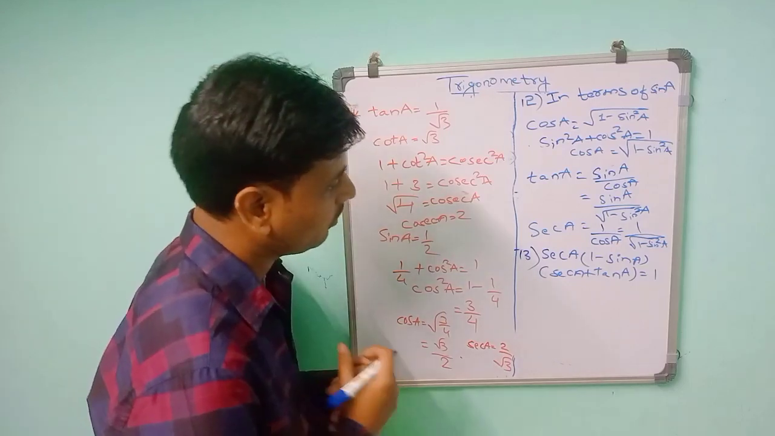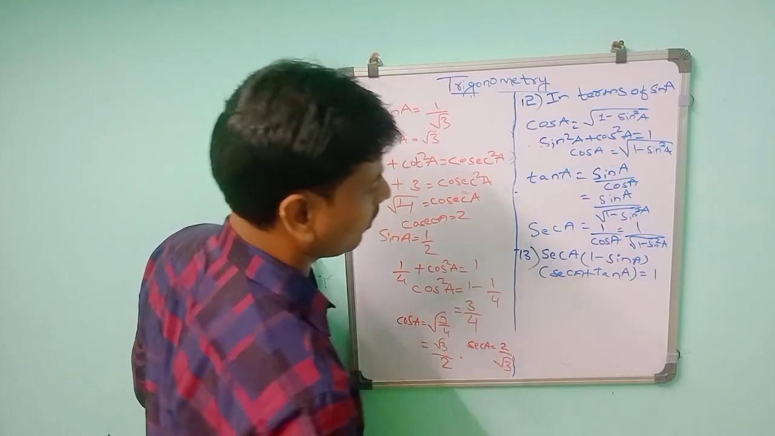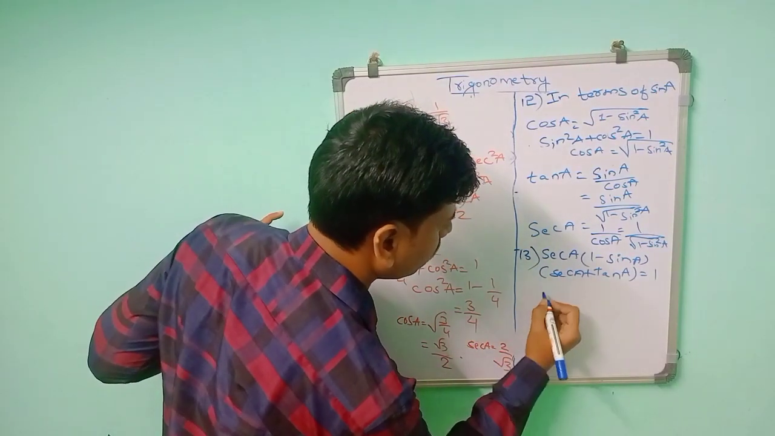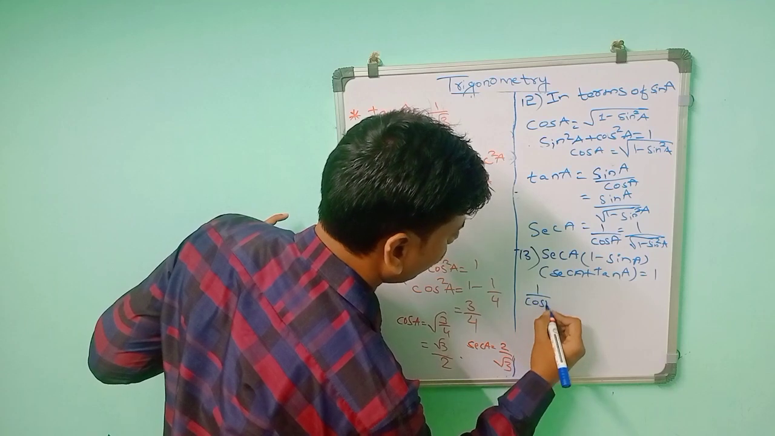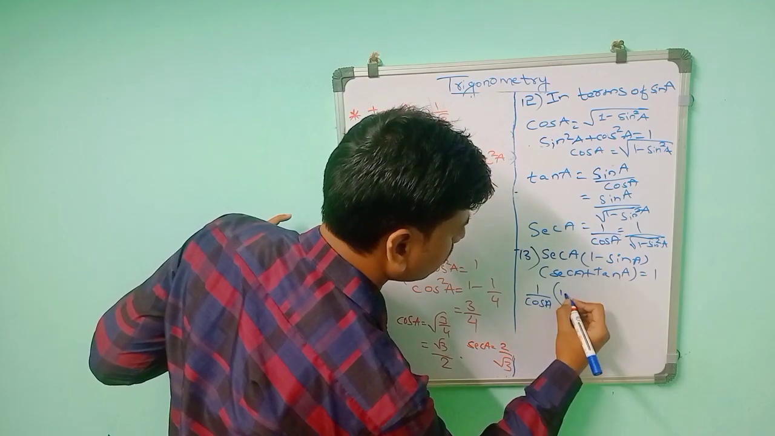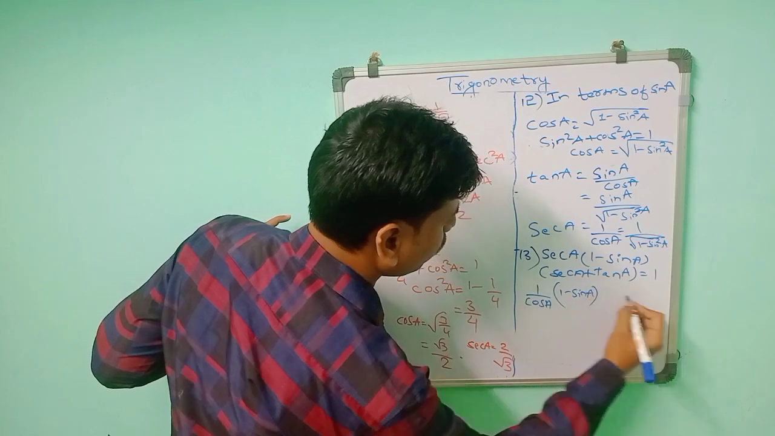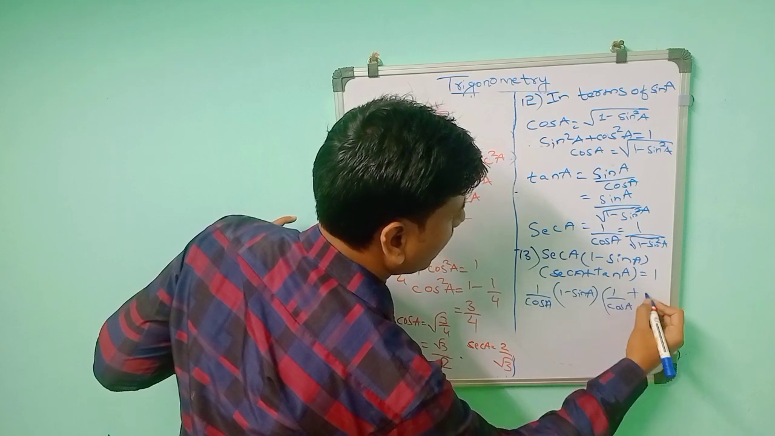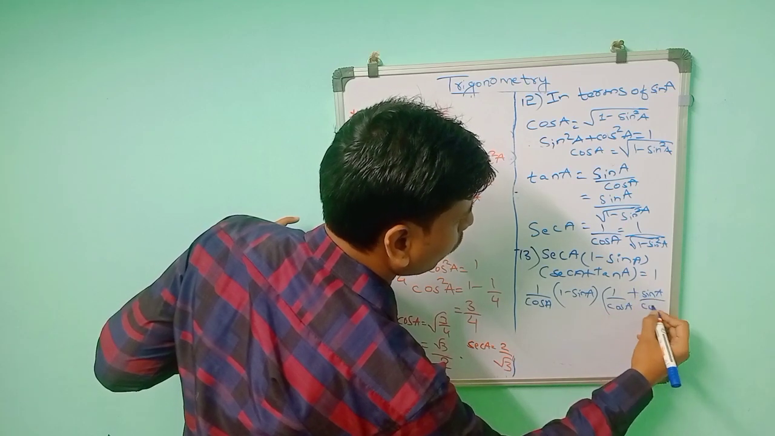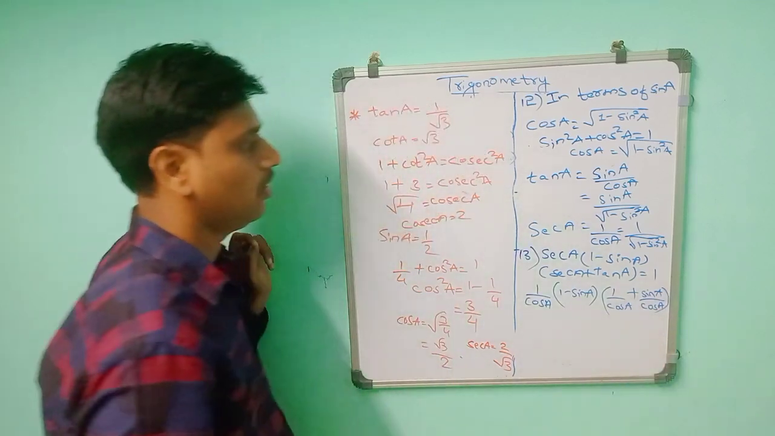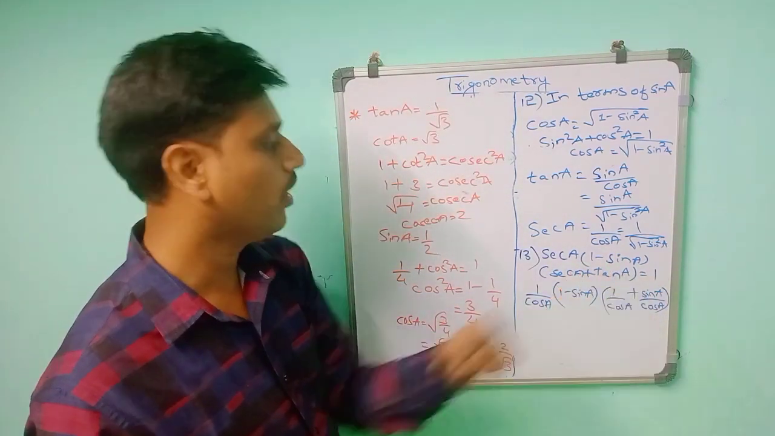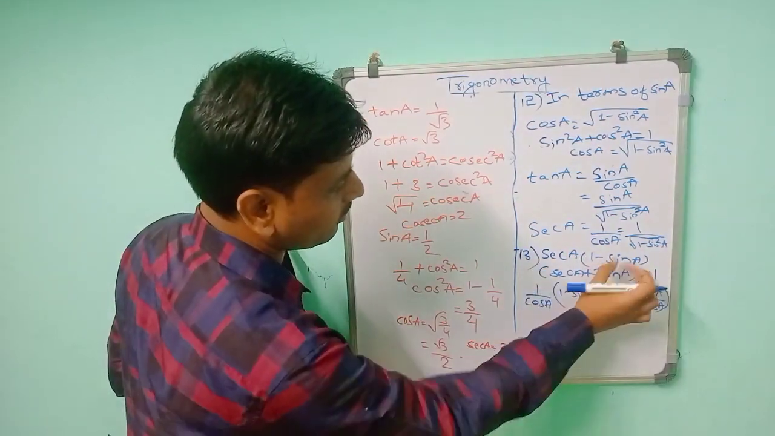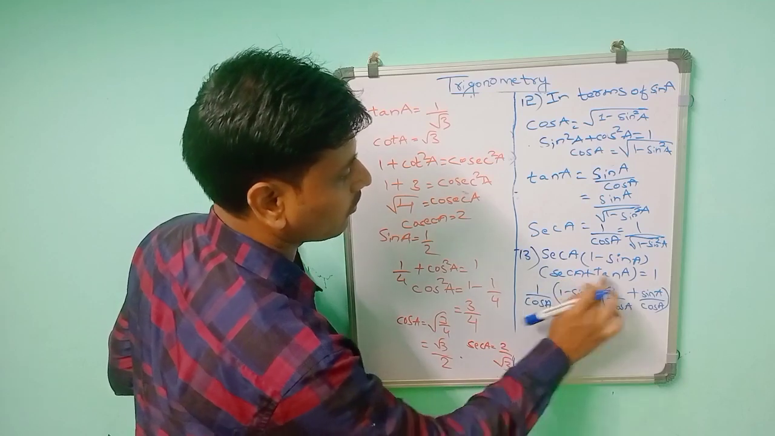To make it 1, first see that sec and tan are there. If you take sec in terms of cos, sec A will become 1 by cos A, into 1 minus sin A, into sec A, which I can write as 1 by cos A, and tan A I can write as sin A divided by cos A. So I have to make this value 1. I have written sec A in cos, all cos only, and sin as it is.